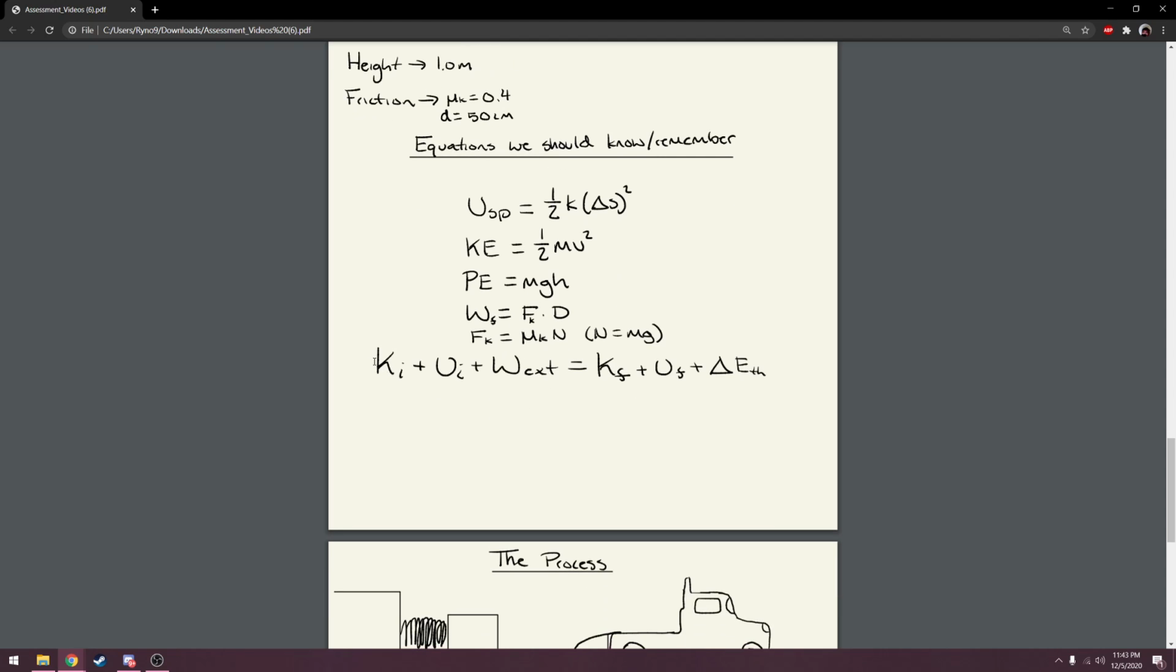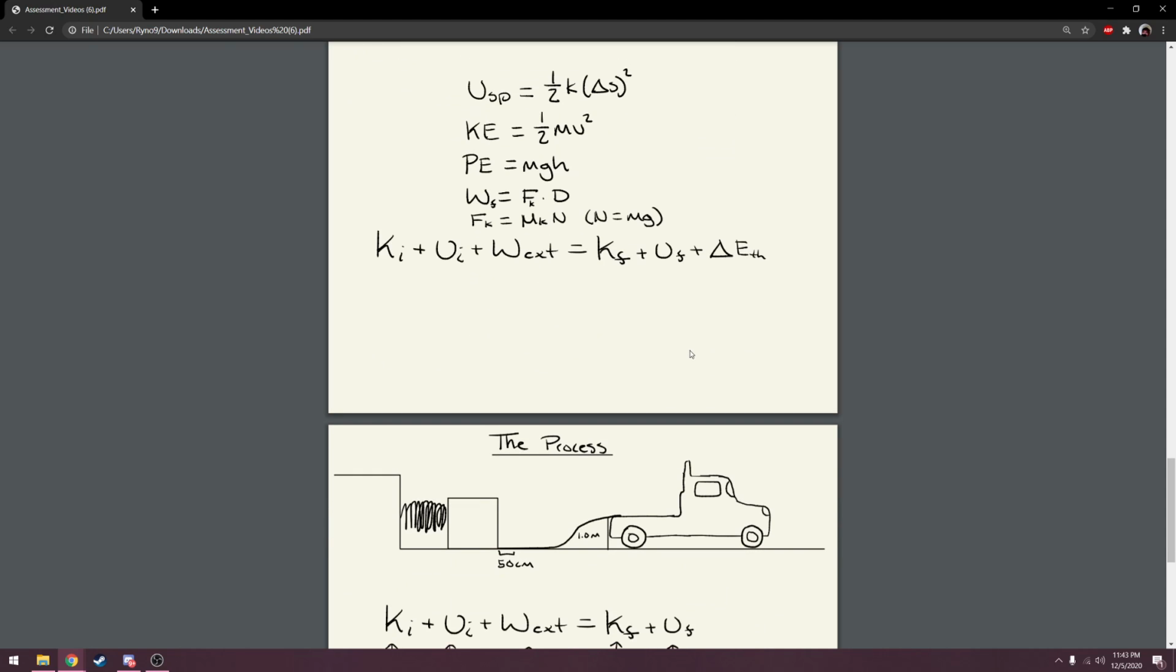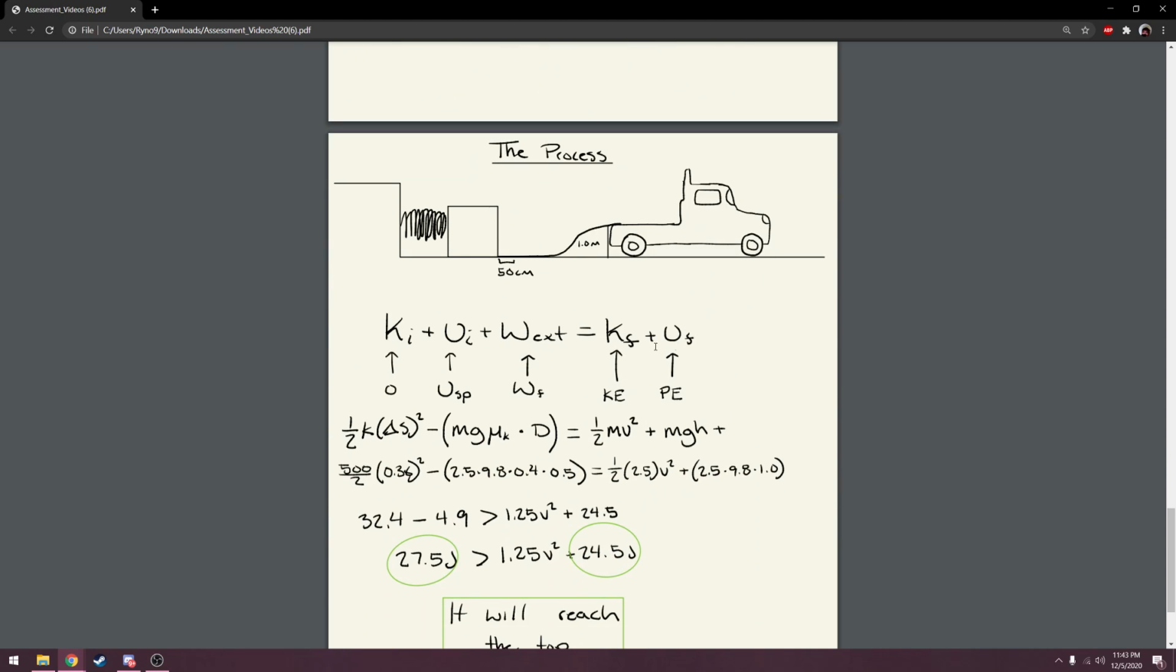And the equation they gave us, except we're not going to be using the E thermal. I'll explain why. So the process. Kinetic energy initial is going to be 0, right? Because it's not moving still. Potential energy initial, the gravity potential energy, is still going to be 0 because our reference point starts right here where y is 0.